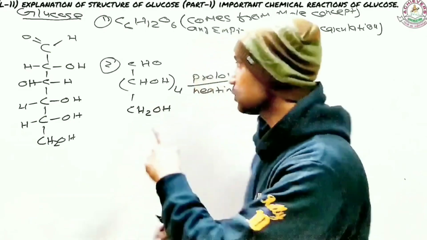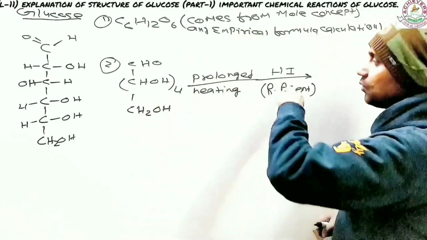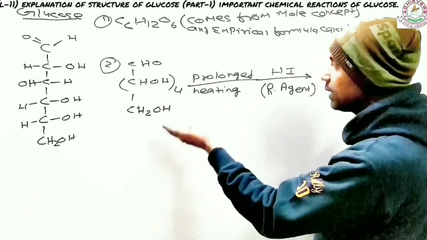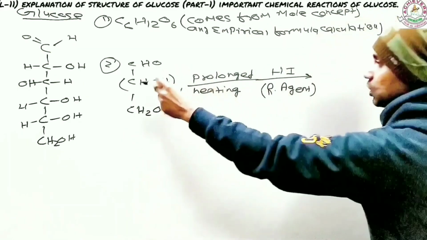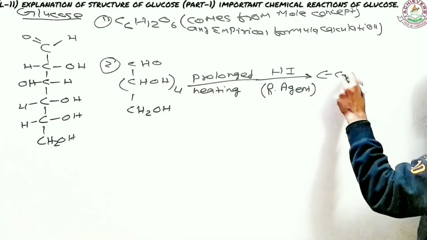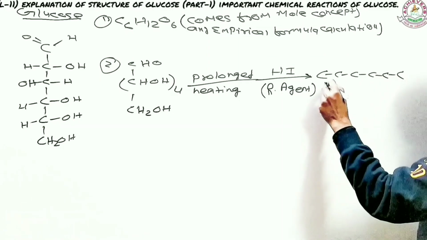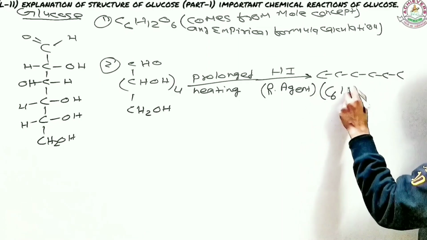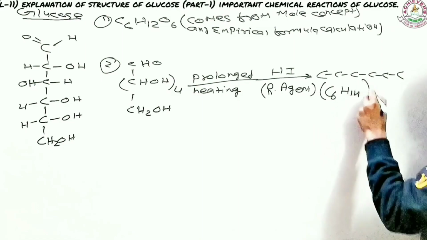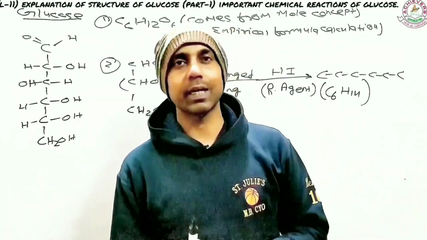Because this is a reducing agent, it will take up all the oxygen and add more hydrogen, and as a result, this glucose will convert into hexane. This is what hexane looks like. In short, we can write C6H14.